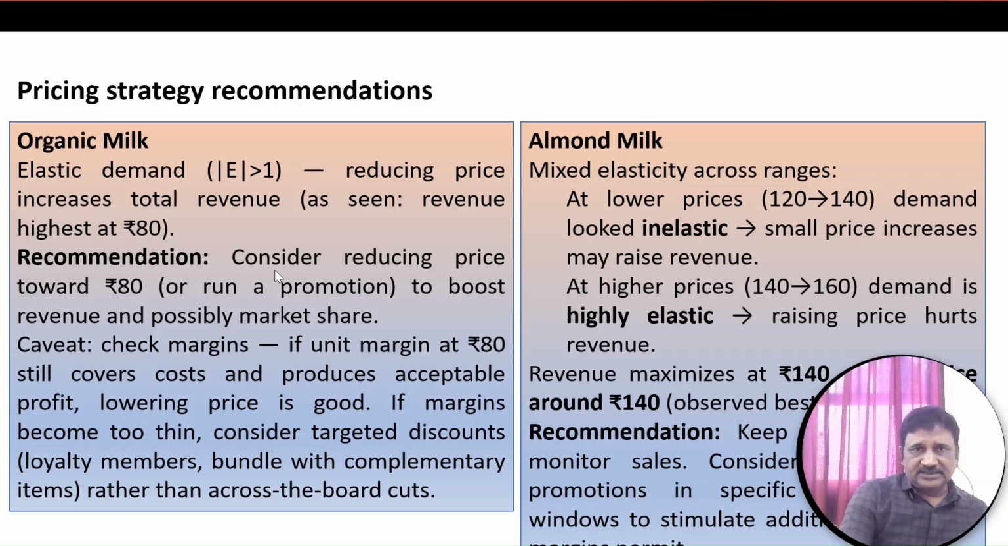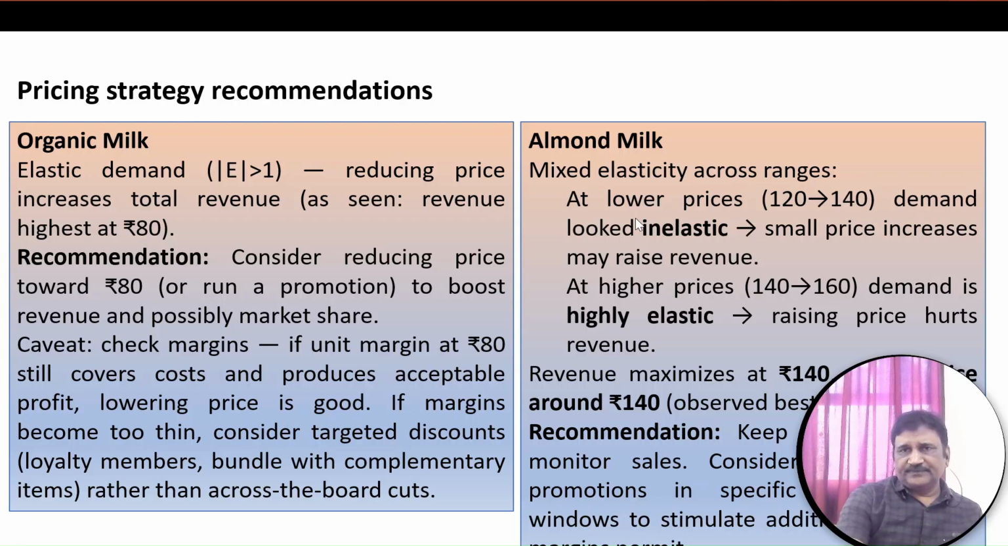A recommendation in this case, consider reducing the price towards rupees 80, or run a promotion to boost the revenue and possibly market share. Alert, check margins. If unit margin at rupee 80 still covers the cost and produces acceptable profit, lowering price is good. If the margins become too thin, consider targeted discount, like loyalty members, bundle with complementary items rather than across the board cuts.